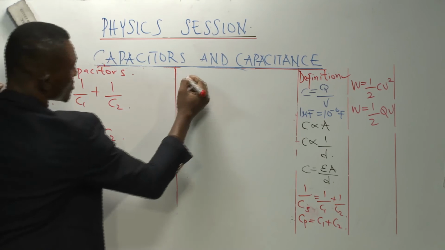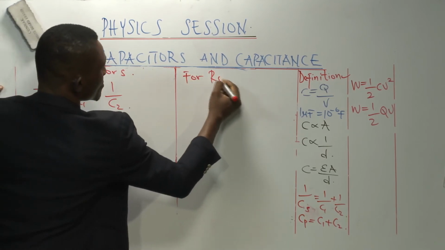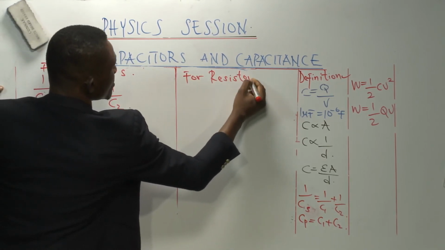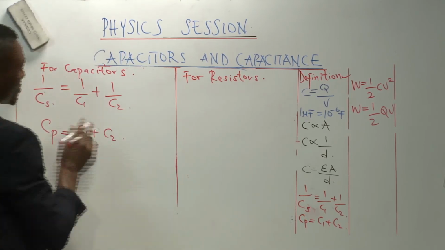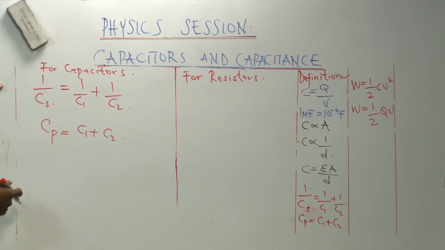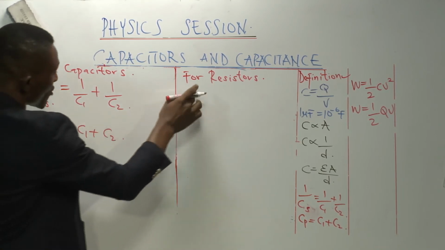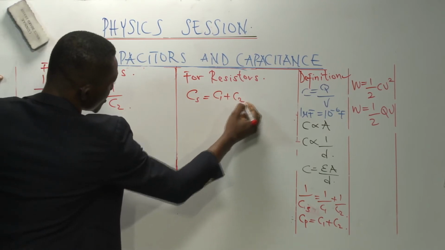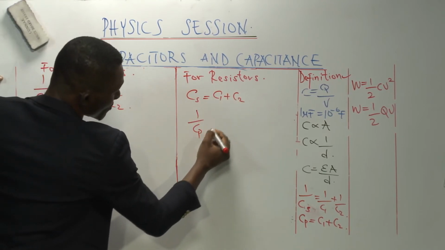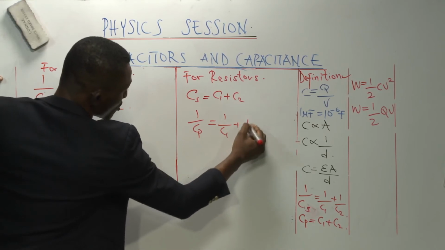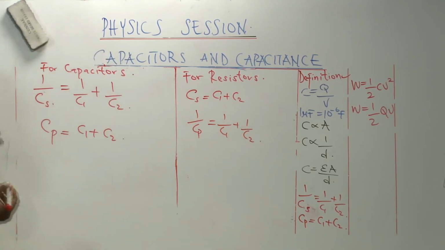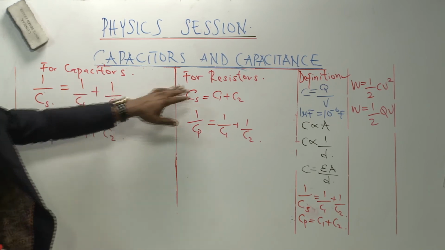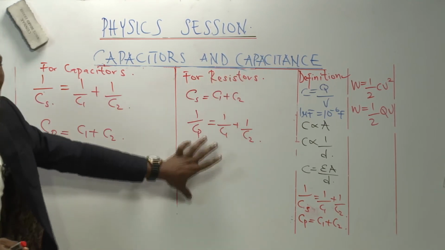But for resistors now, the reverse is the case. I'm sure that's what Destiny is trying to clear. The reverse is the case for resistors. We have R series equal to R1 plus R2, and R parallel is equal to 1 over R1 plus 1 over R2. But we aren't talking about resistors today. Our focus is on capacitors. But to just answer Destiny's question, you can see this.